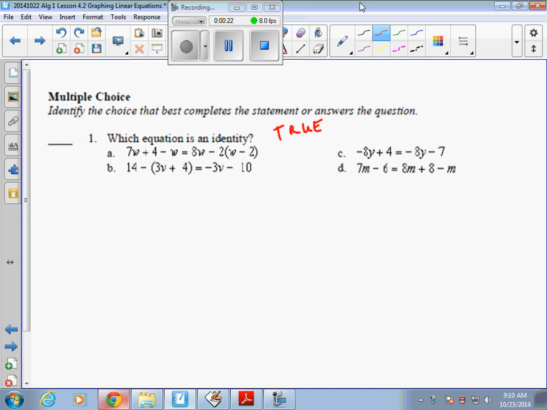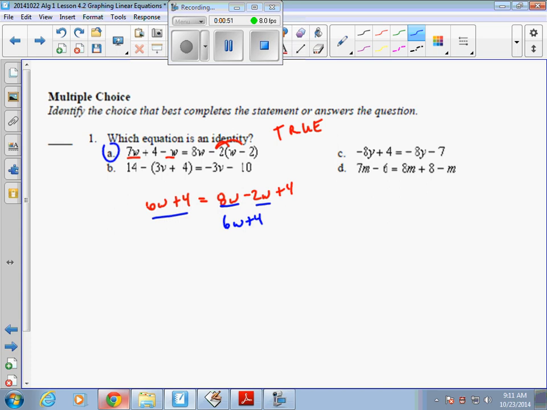We simplify A. 7W you can combine with negative 1W. You get 6W. Plus 4 is going to be left alone, is equal to, when you distribute on the right, you still have 8W. When you distribute, negative 2 times W is minus 2W. Negative 2 times negative 2, and a negative times a negative is a positive 4. When you combine 8W and negative 2W, you get 6W plus 4. Notice that's the exact same thing as what's on the left. A is going to be the correct one.